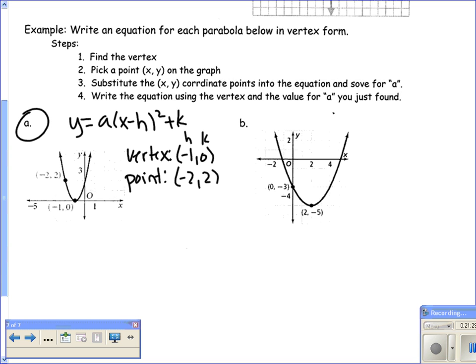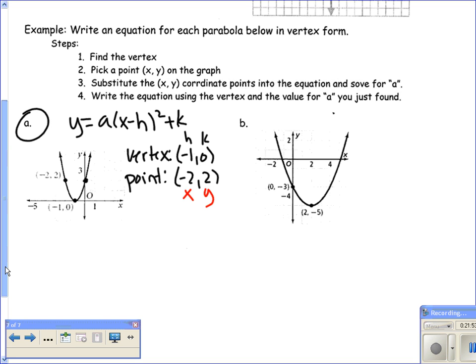Did I have to use -2, 2? No. There's other points on the graph that you could use. So if you look at your graph, it's kind of hard to see here, but I also have this point right here. So I could have used the point 0, 2 instead, and I would end up with the same answer in the end. So remember, this is what we just did in that last problem. I'm going to use this for my x and my y. I have my h and my k, which means I need to solve for my a value.